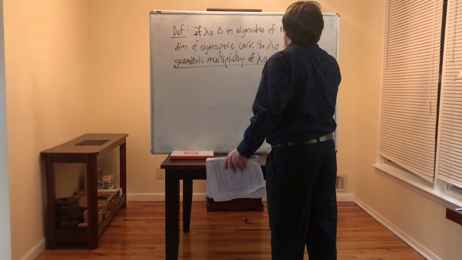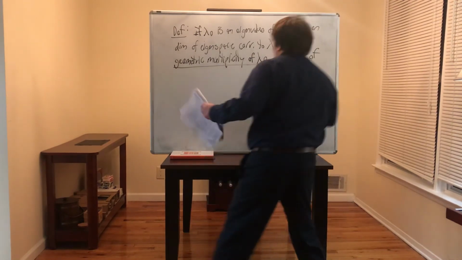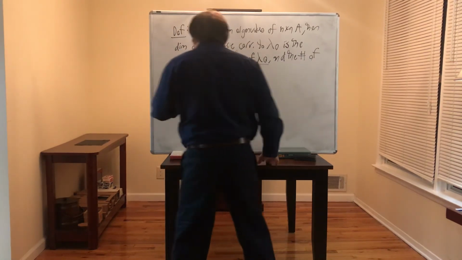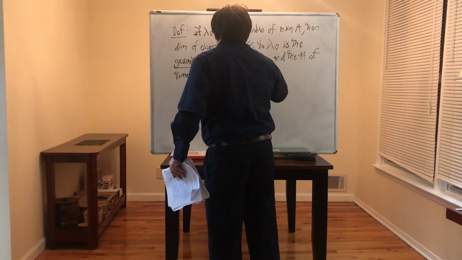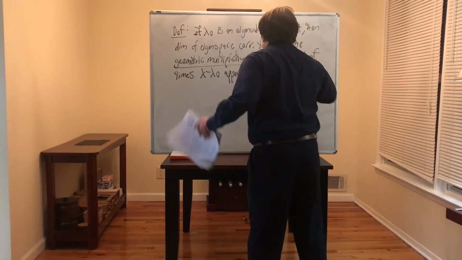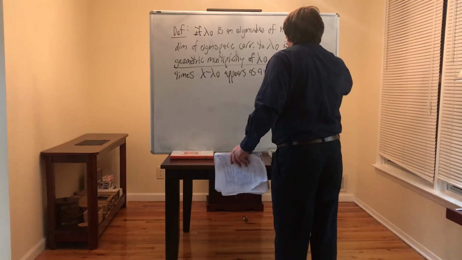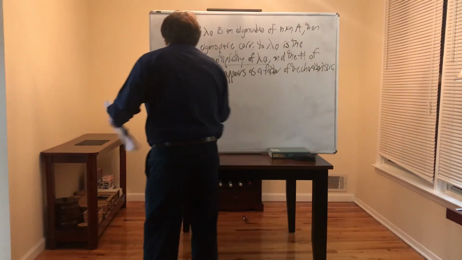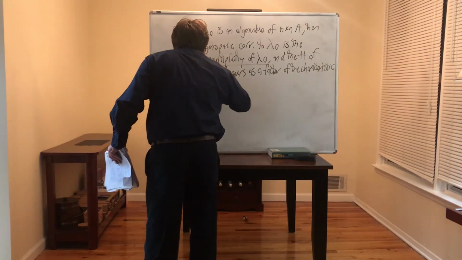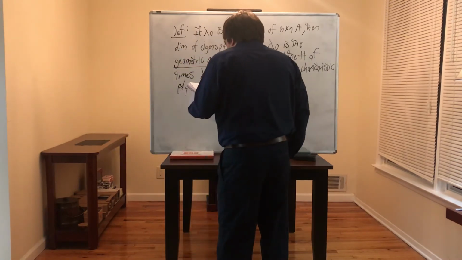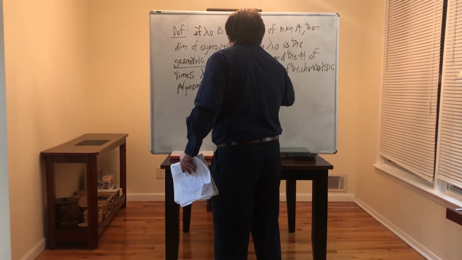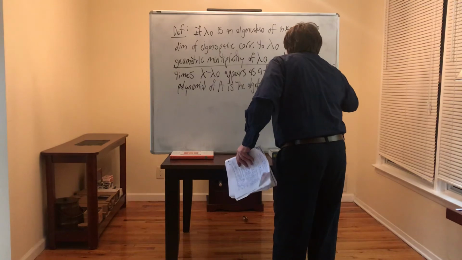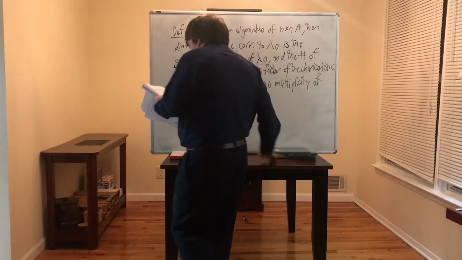And the number of times lambda minus lambda naught appears as a factor of the characteristic polynomial of A is called the algebraic multiplicity of lambda naught.